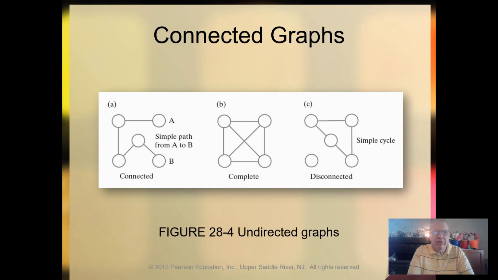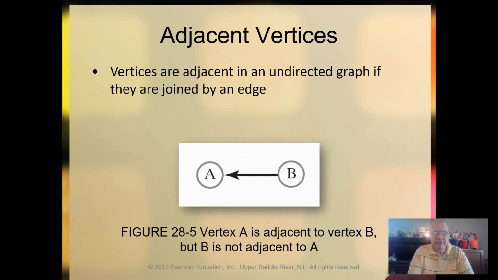So here's an example of three different connected graphs. The third one, C, is a disconnected graph because the vertex down in the lower left corner is not connected to anything. Vertices are called adjacent if they are joined by an edge. And so in this case, A is adjacent to B, but B is not adjacent to A.